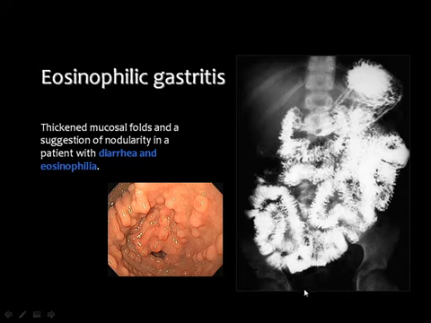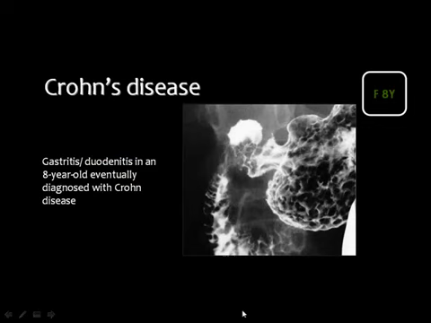Then eosinophilic gastritis or gastroenteritis is diagnosed by the presence of eosinophilia and the presence of hypertrophied mucosal folds as seen in the stomach as well as in the rest of the intestinal loops. Then this appearance is not specific for Crohn's disease. It can be seen in any gastritis or duodenitis, but the mucosal biopsy will solve the problem and reach the accurate diagnosis.